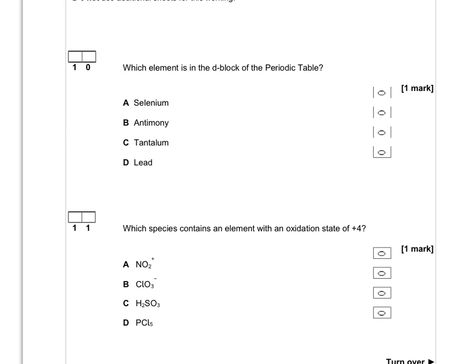2017 mock walkthrough. These are the multiple choice answers. Which element is in the D block of the periodic table? You need to go through and see where they all are in the periodic table. If you find selenium, you will see it's in the P block. Antimony is in the P block. Tantalum is in the D block, and lead is in the P block. So there's only one that's in the D block, so C is your correct answer.